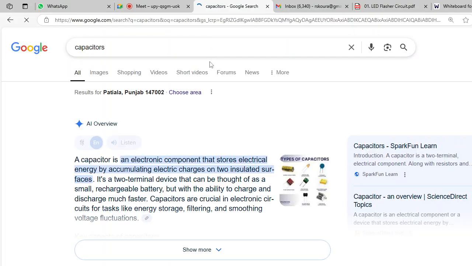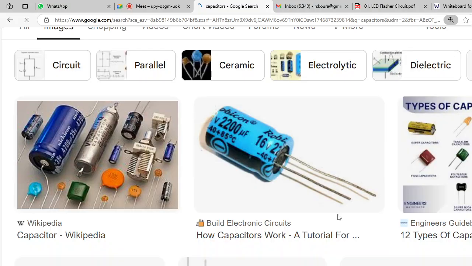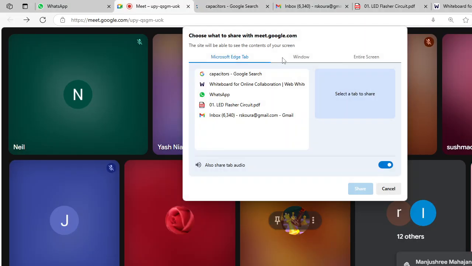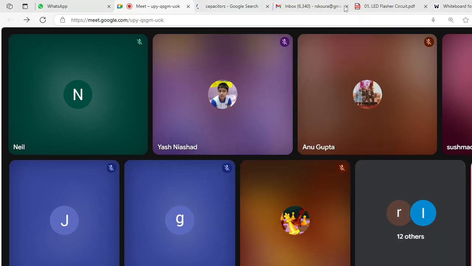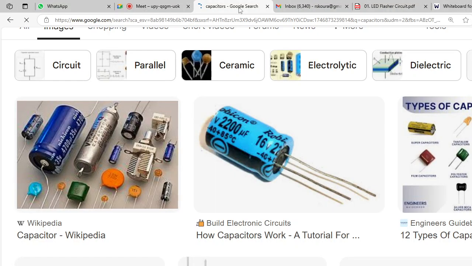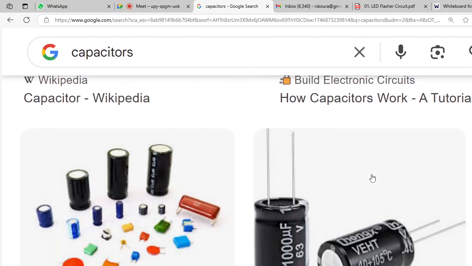What I'll do is put some things on screen so that while I'm explaining, we can talk about them. So let me share the screen. All right, can you see the screen? Yes, sir.